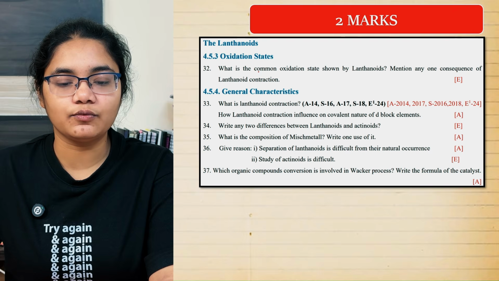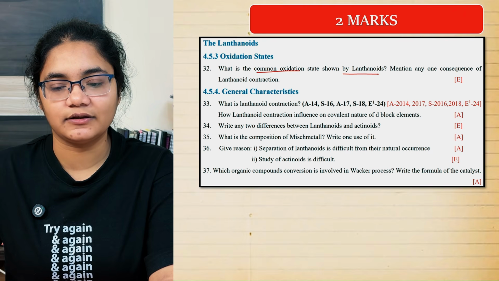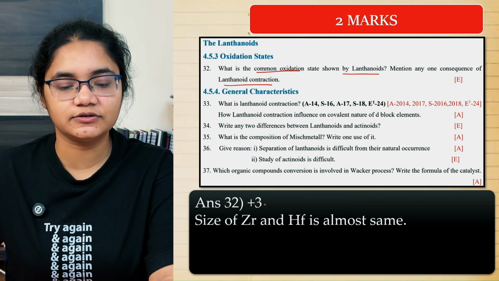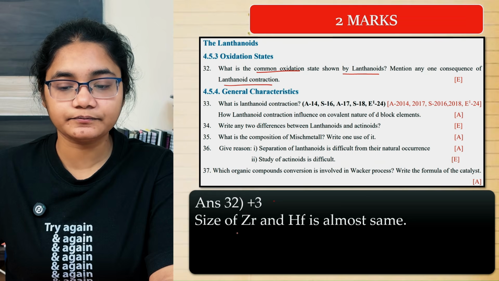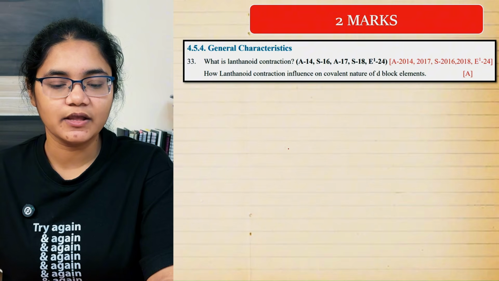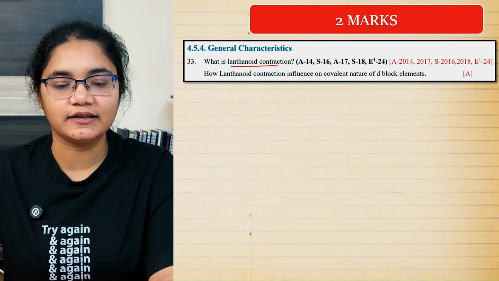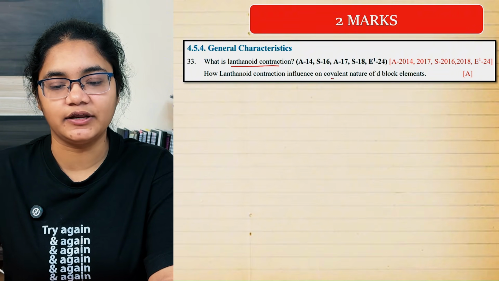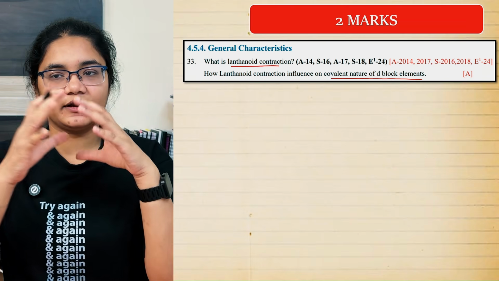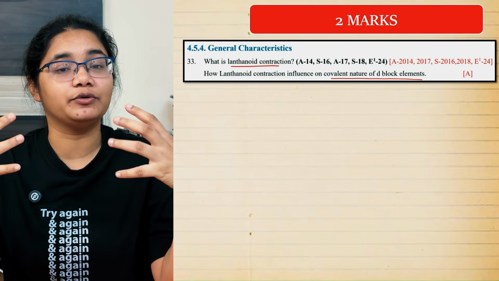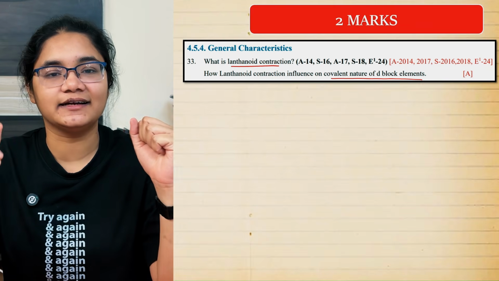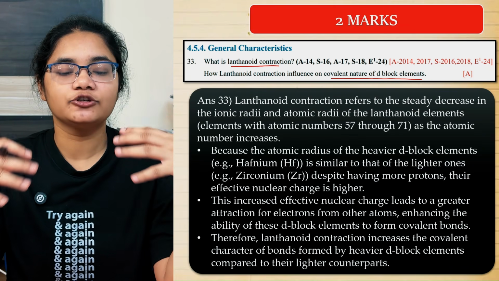Next, we'll talk about 32. What is the common oxidation state shown by lanthanoids, and mention any one consequence of lanthanoid contraction. So common oxidation state is +3, and one consequence of that is that zirconium and hafnium are almost the same. Next, question number 33. What is Lanthanoid contraction and how does Lanthanoid contraction influence the covalent nature of D block elements? So as we have understood, in Lanthanoid contraction, the size decreases, the effective nuclear charge increases. So the ability to polarize the anions increases, and as a result the covalent character also increases. So I'll explain it in detail.